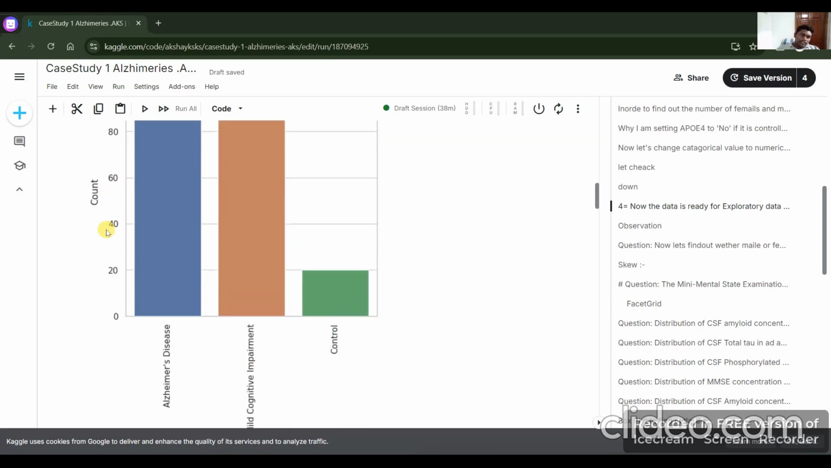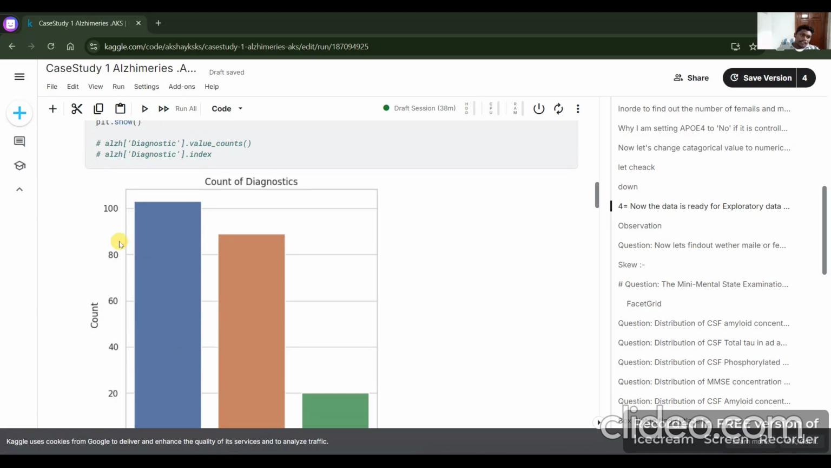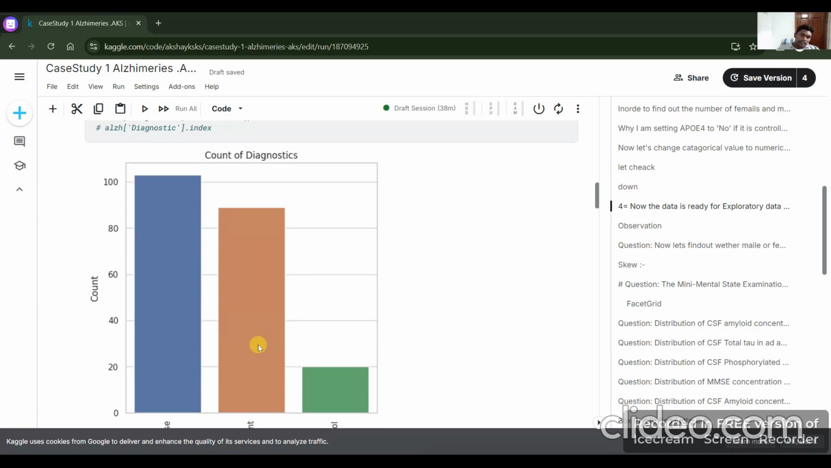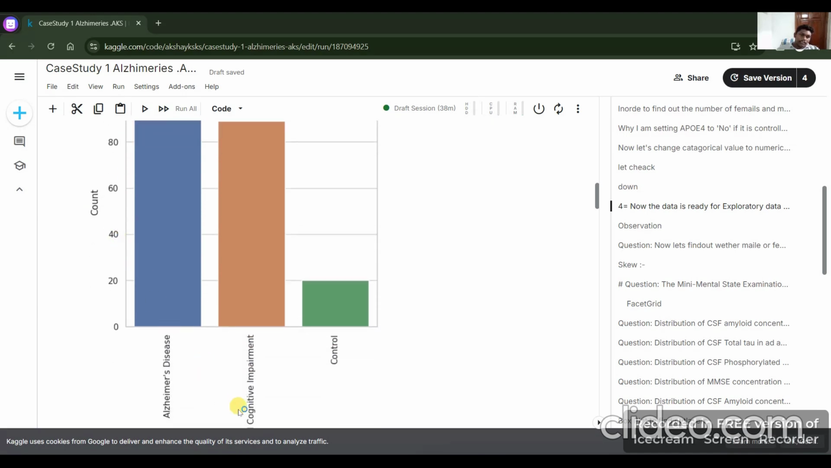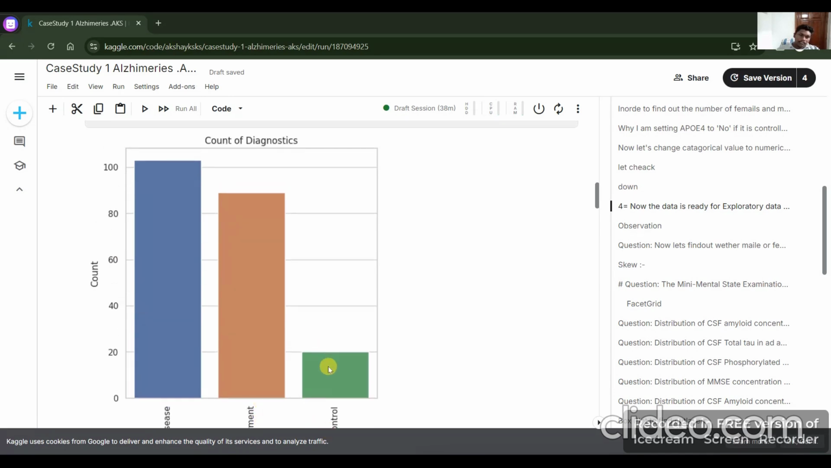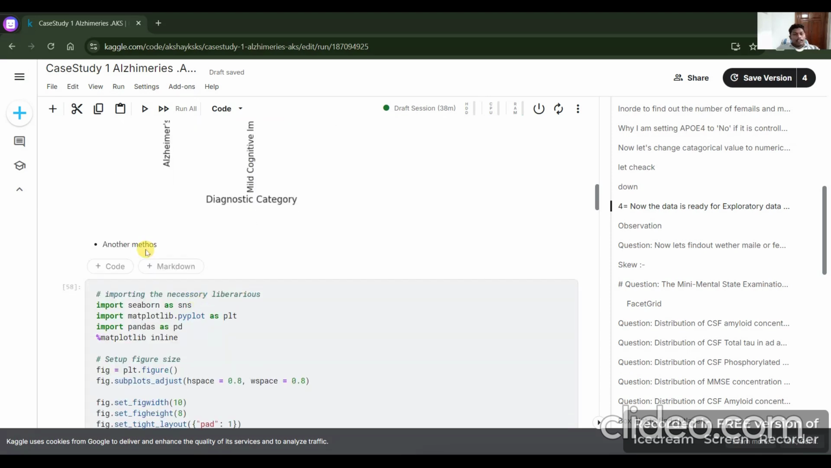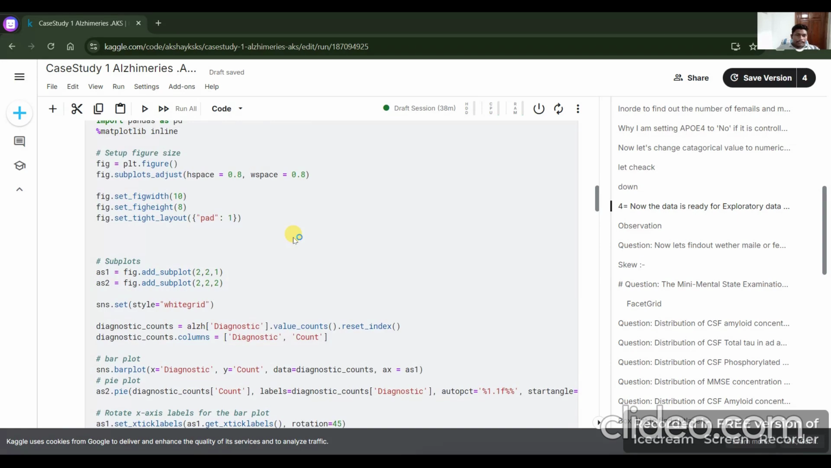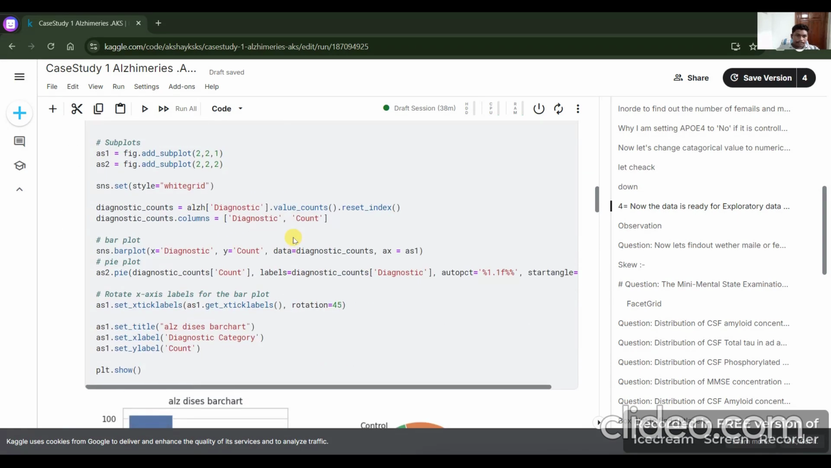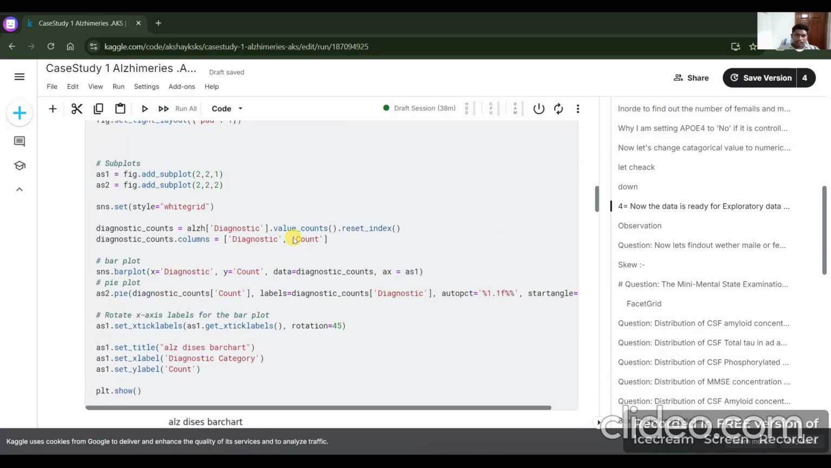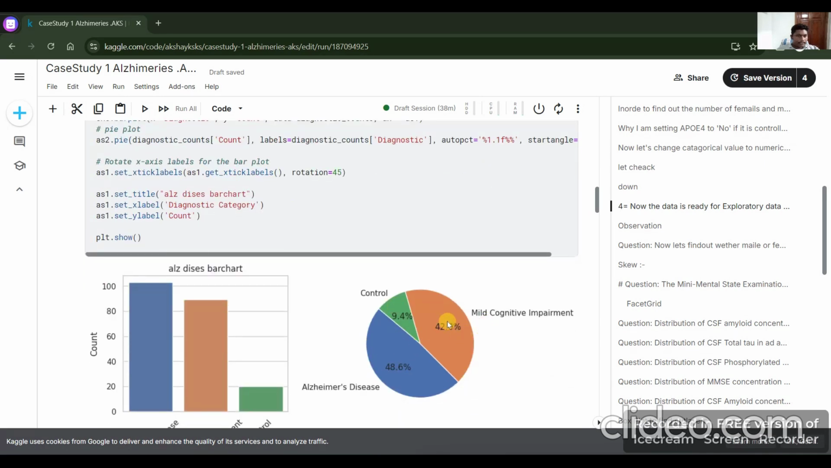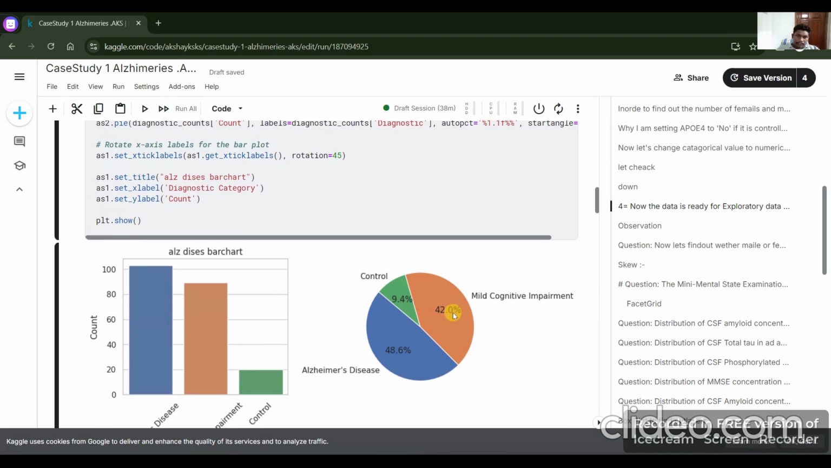For diagnosis, Alzheimer's disease is about 100, 80 something. MCI and control are very low. This is the finding from the graph. Another method is plotting with the pie diagram method.